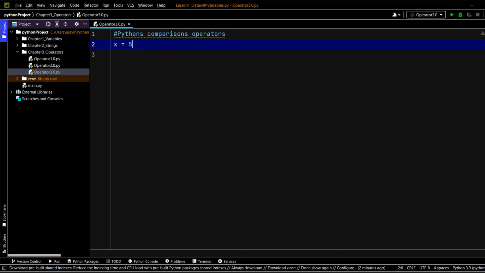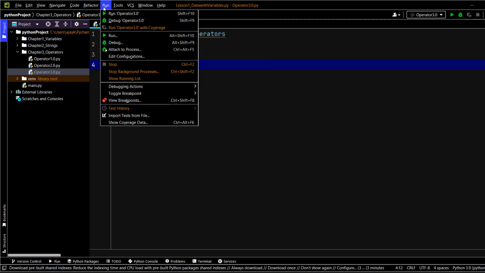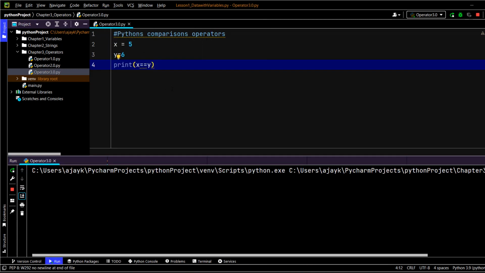All these signs like equals to, not equals to, greater than, less than, these are the simple comparison operators, right? Let's start with this. Let's say x equals 5 and y equals 6. These are the two variables, for example. Now, what happens if I say x is equal to y? If I print this, what is going to happen? We're going to get false, I guess, right? So you see that we got false here.